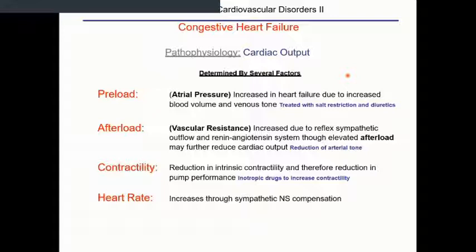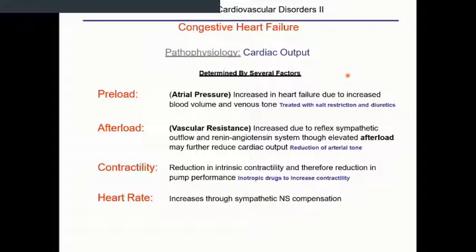It can also be due to afterload factors, which is basically your vascular resistance. So the blood vessel resistance in the systemic circulation. This is due to increased resistance secondary to reflex sympathetic outflow and the activation of your renin and angiotensin system, leading to elevated afterload, and therefore further reducing cardiac output, because the heart is pumping blood against a higher pressure present in the systemic circulation.